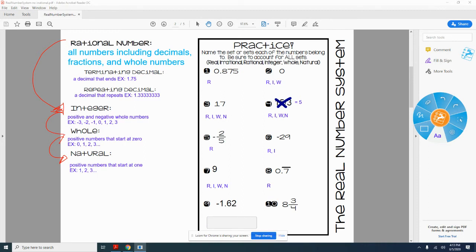So number 9 is negative 1.62. All right, so negative 1.62, that's going to be a terminating decimal. It's a negative terminating decimal, but it's still a terminating decimal, so it is rational. And if you look at integer, of course, integers have to be whole numbers. They cannot be decimals or fractions, no matter if they're negative or not. And it's a decimal, so it is not an integer, so we're done.